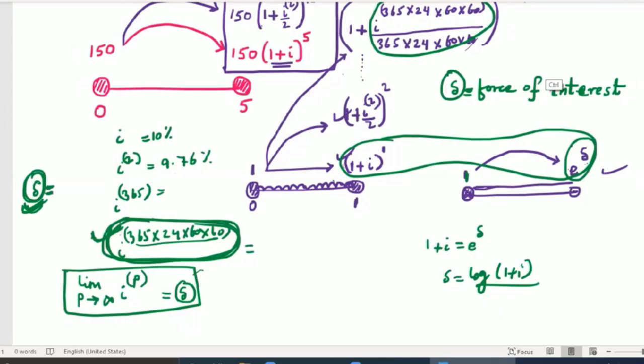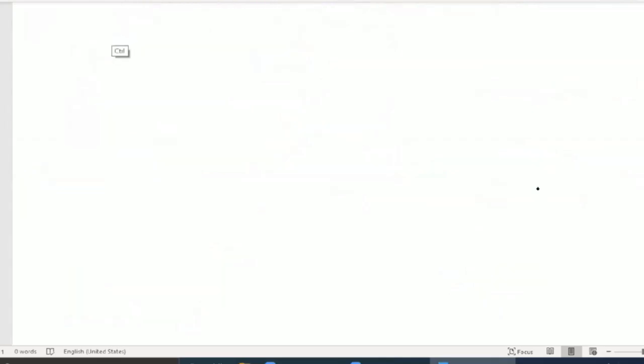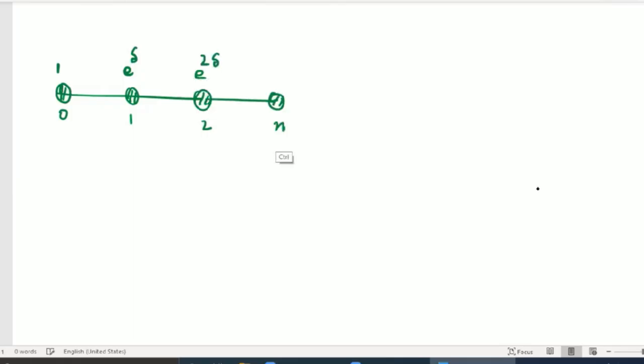Okay. Now let's go beyond 1 year. The way we wrote 1 plus I square, so we'll write this square, that will be e to the 2 delta. Then after n time periods, it will be e power n delta. So delta will be given. Suppose one example is given.